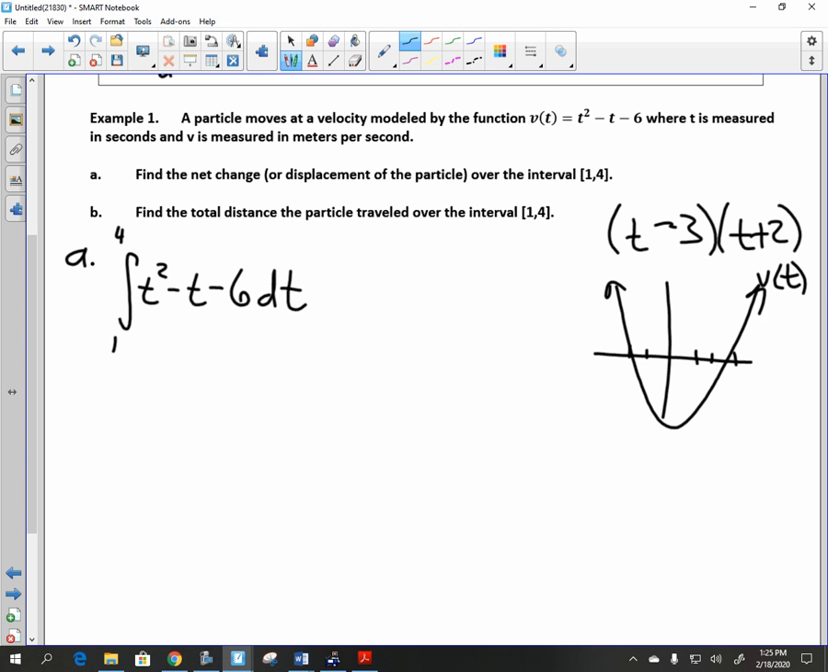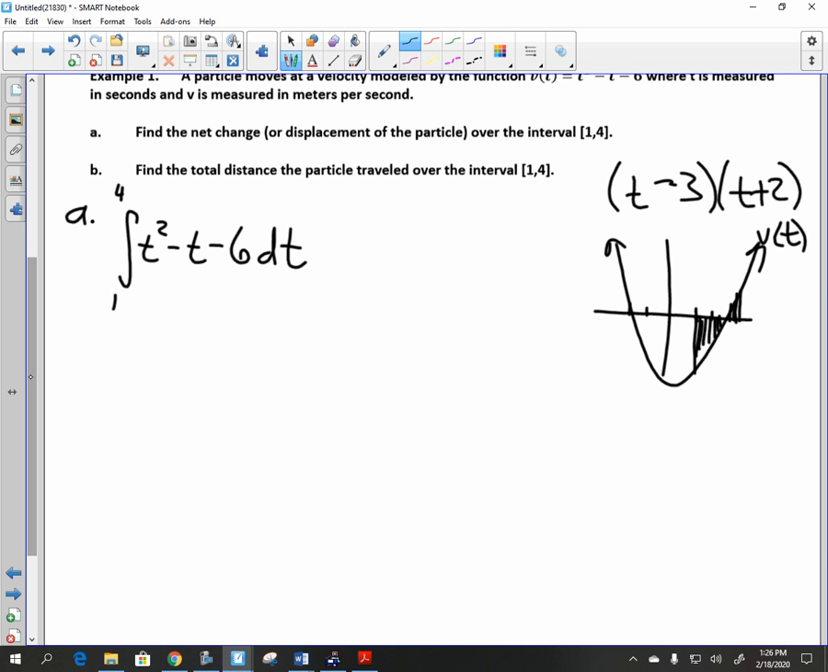So what we're going to do is find the displacement. We simply do the integral. If you look here, I'm going from 1 to 4. Do you think I have more positive area or more negative area? More negative area. So it looks like I should be traveling probably more to the left. Well, let's figure that out.